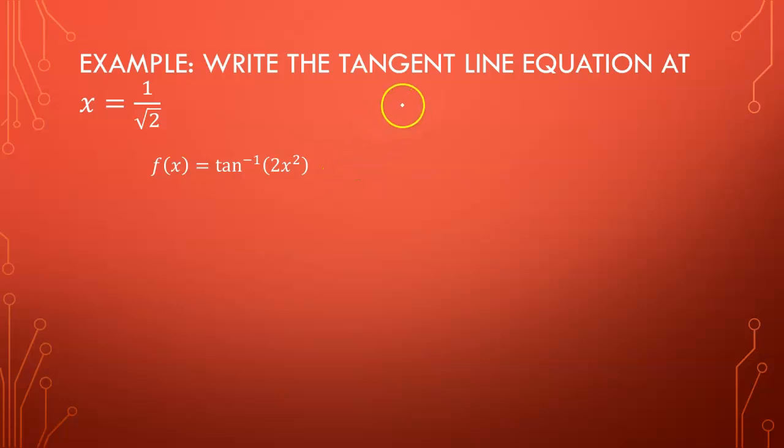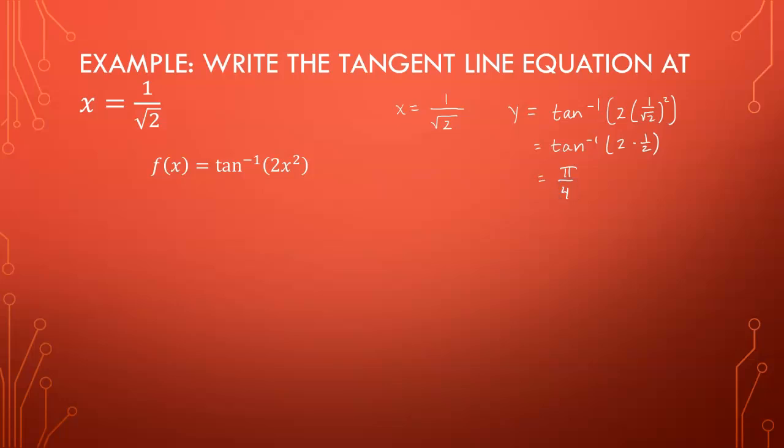So in order to write a tangent line equation, I need an x-coordinate, 1 over root 2. I need a y-coordinate, and that would be tangent inverse of 2 times 1 over root 2 squared, or tangent inverse of 2 times a half, or tangent inverse of 1, which is pi over 4.